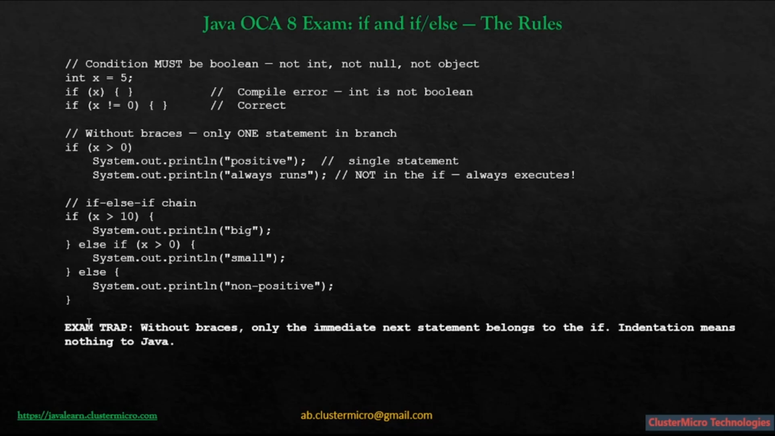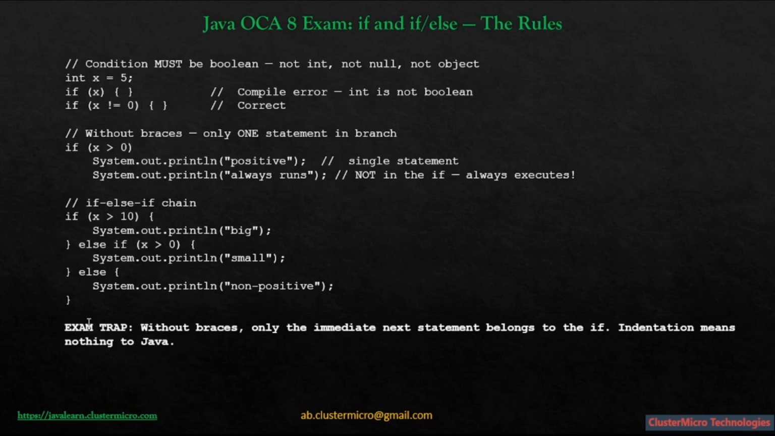In an if-else if chain, Java evaluates the conditions from top to bottom. As soon as one condition evaluates to true, that block executes and the rest of the chain is skipped. The final else block is optional. It runs only if none of the preceding conditions are true.